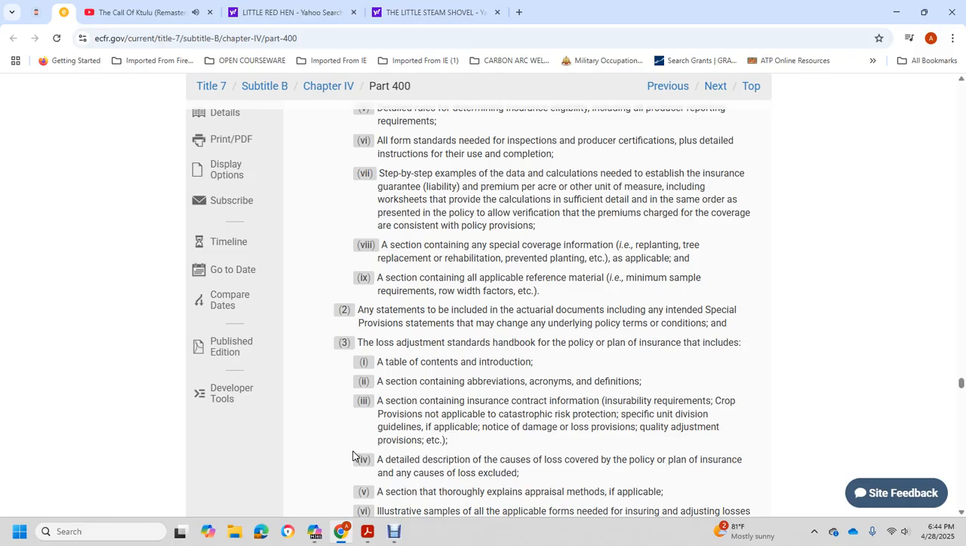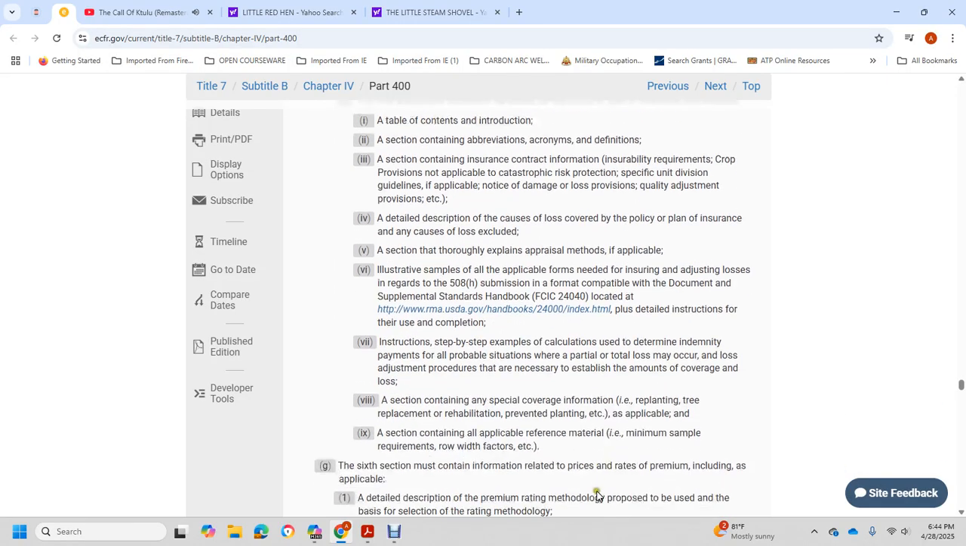Section containing insurance contract information, the insurable requirements, the crop provisions not applicable to catastrophic risk, production, special unit division, and the guide applicable to notice of damage, loss provisions, quality adjustment provisions, etc. Detailed description of the cost of the loss covered by the policy plan of insurance, with any of the causes of loss. The section should thoroughly explain the appraisal method, if applicable.